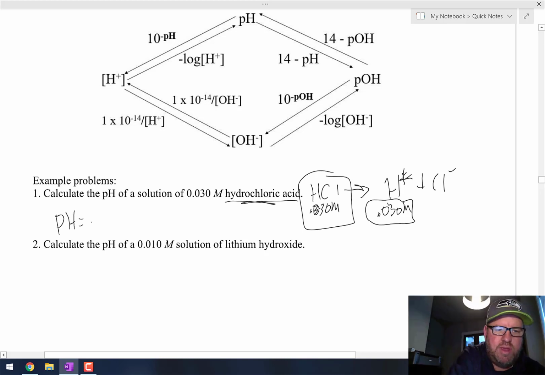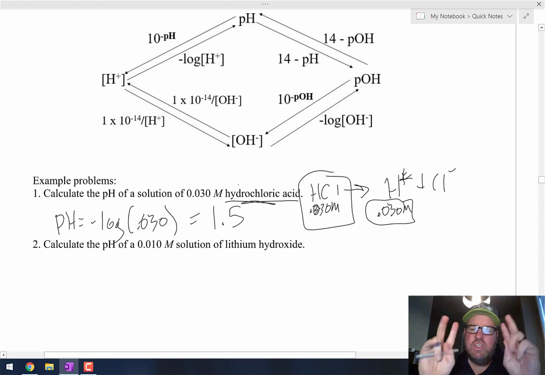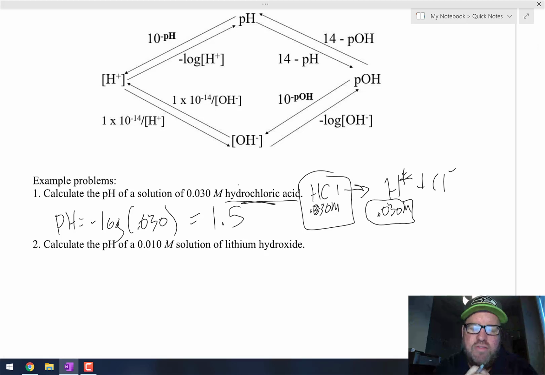You're going to say that the pH is equal to the negative log of 0.030. So negative log of 0.030 equals 1.5. Okay? And again, that doesn't really tell you if it's a strong acid or a weak acid, but a pH of 1.5 just means you have a pretty high concentration of hydrogen ions in there.